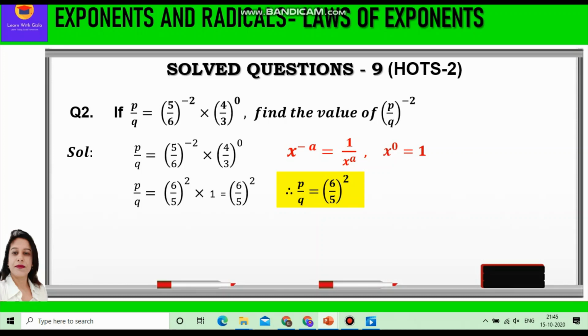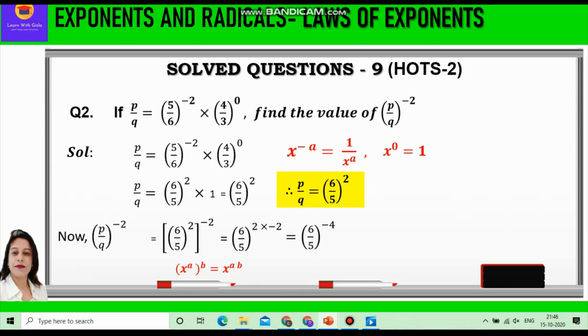Now we shall substitute this value in the value which we have to find, that is p by q raised to power minus 2. So we shall write in bracket 6 by 5 raised to power 2 and whole raised to power minus 2. Now here we shall apply the law of power. That means whenever we have two powers, one inside and one outside, we multiply both. So accordingly we will write 6 by 5 raised to power 2 into minus 2, which is equal to 6 by 5 raised to power minus 4.